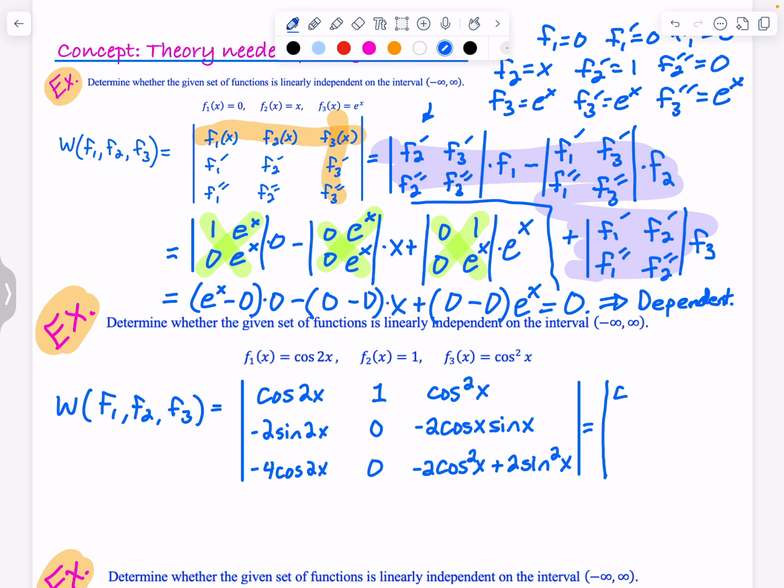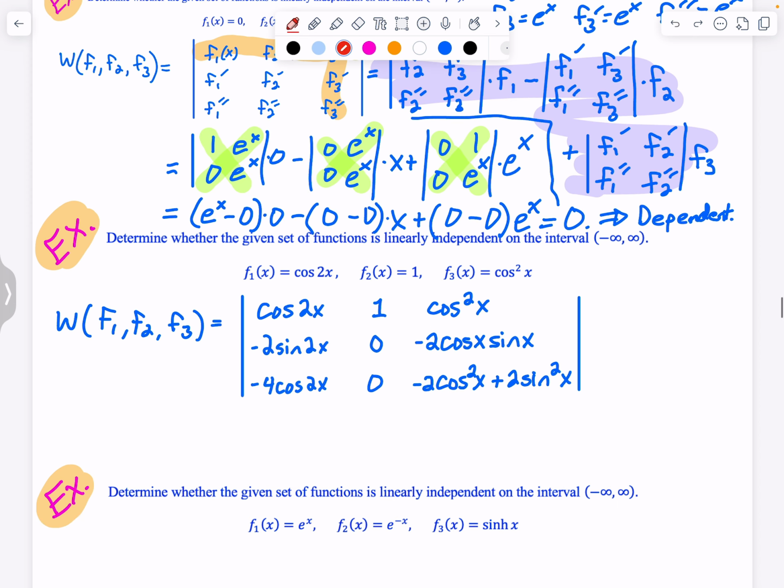Okay, so this is cosine 2x. This is negative 2 sine 2x. Nothing changes. What I'm going to do instead is write down what they simplify down to in red right underneath. This first thing here is just a negative sine 2x.